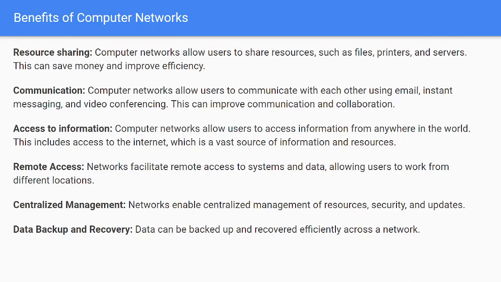I remember the last time in the class we talked about privilege, the principle of least privilege, whereby if someone doesn't need a permission, you make sure that they don't have that permission. And this is possible via computer networks. When you have a centralized way of managing these things, you don't have to do everything one by one. So we also had data backup and recovery. Data can be backed up and recovered efficiently across networks.